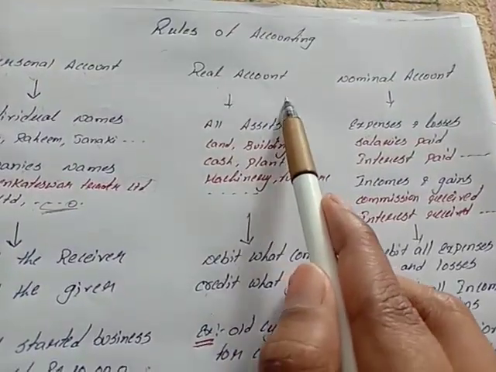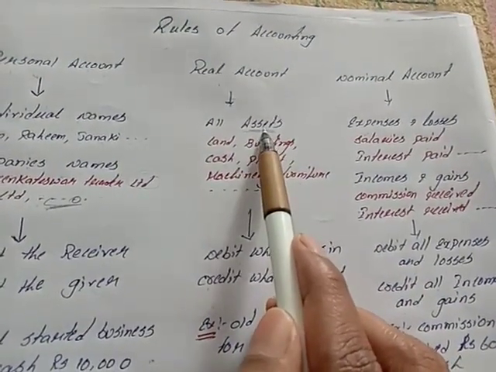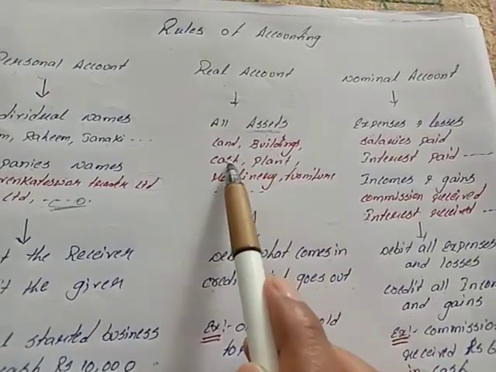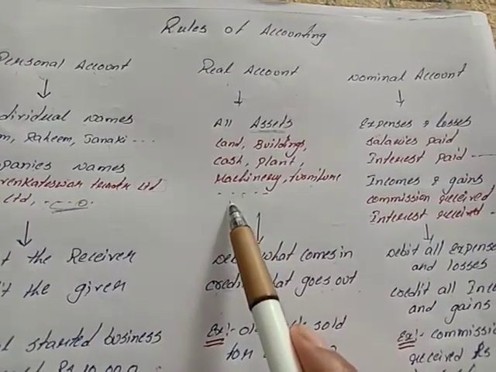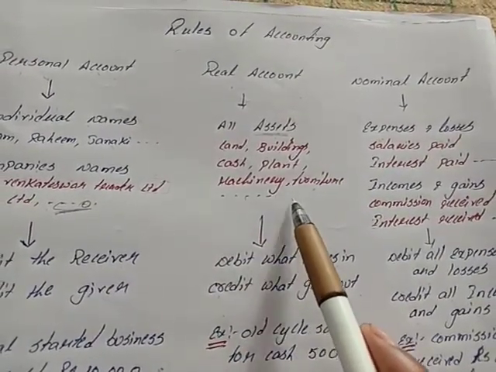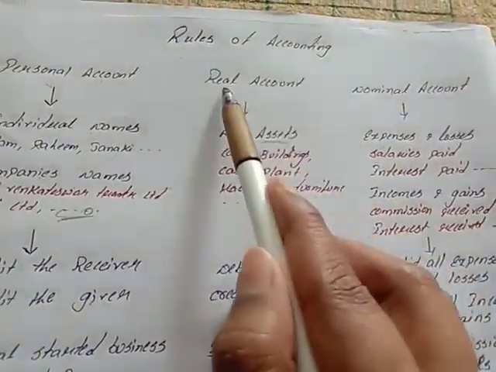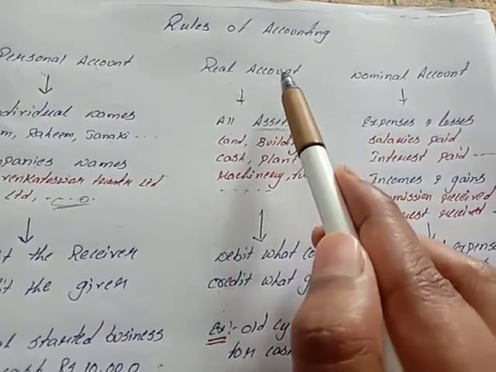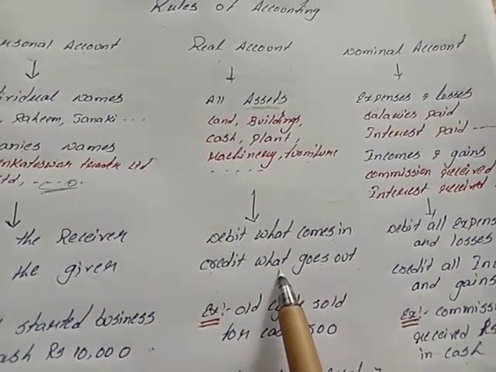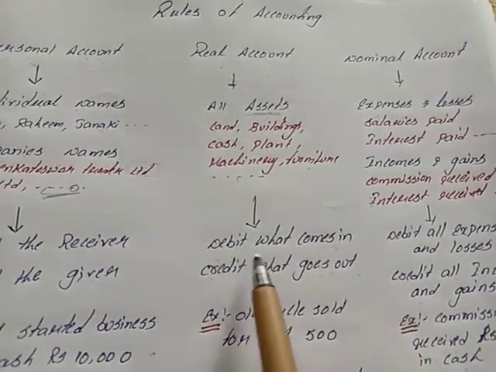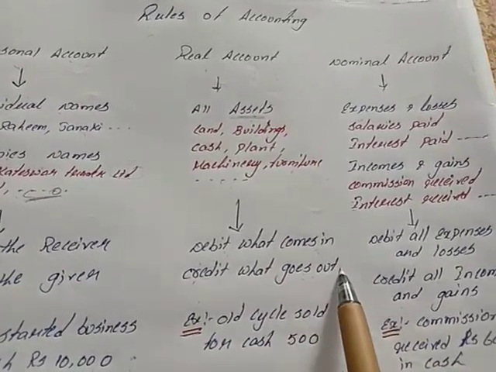Real account. Real account deals with assets. So what are the assets? Assets are like land, building, cash, plant, machinery, furniture, motor vehicles. Motor vehicles can be car, van, bus, lorry or etc. All these assets are called real account. So the rule of real account is debit what comes in, credit what goes out. So the rule is debit what comes in, credit what goes out.